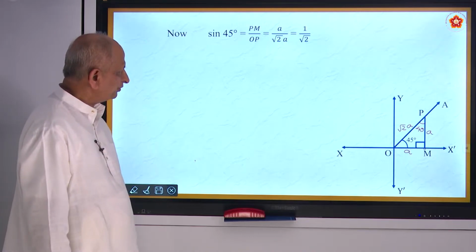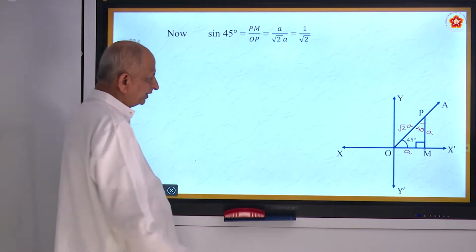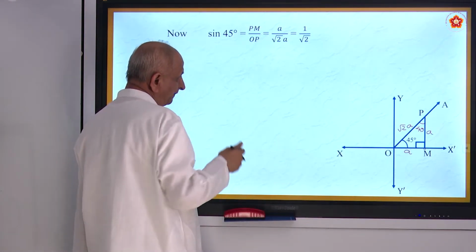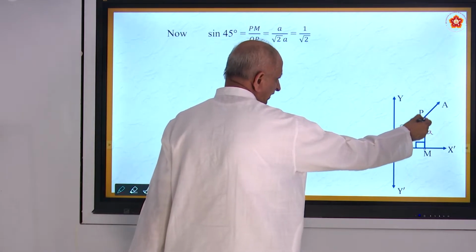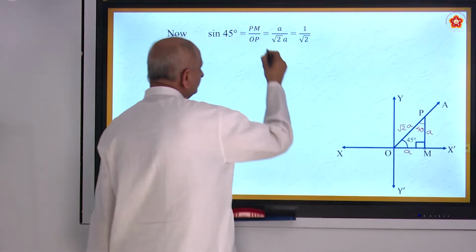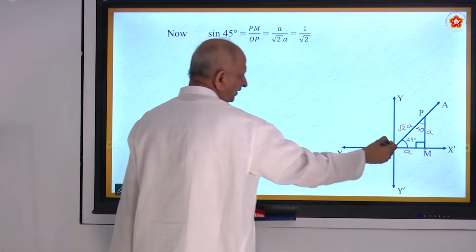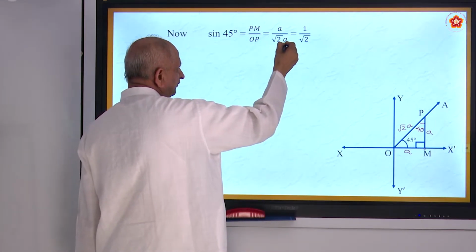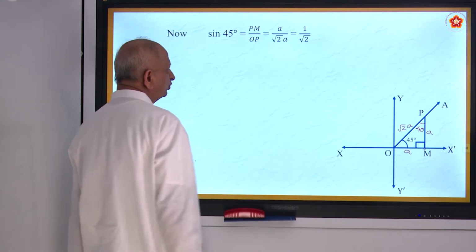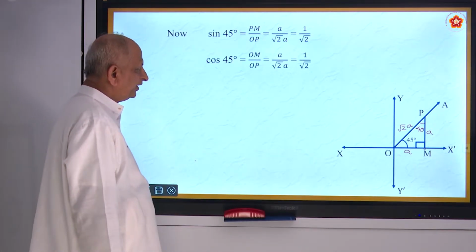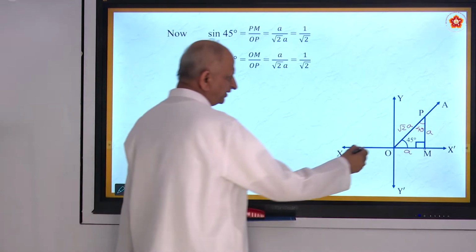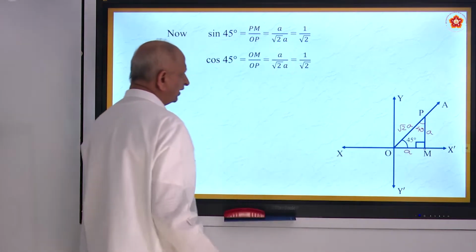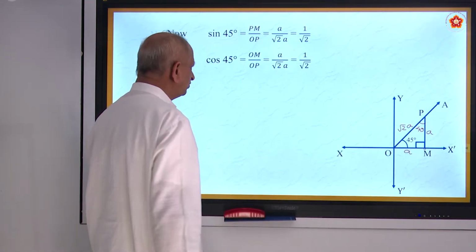So sin of 45 is opposite side by hypotenuse. Opposite side is PM, hypotenuse is OP. So PM by OP. PM you have taken as A. So A by root 2 A. A cancels, you get 1 by root 2. Similarly, cos of 45 is adjacent side by hypotenuse. Adjacent side is A, hypotenuse root 2 A. So A cancels, you get 1 by root 2.